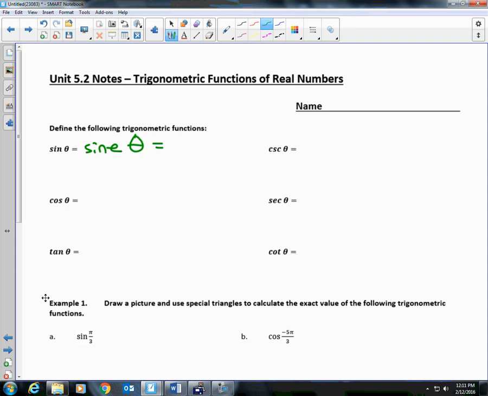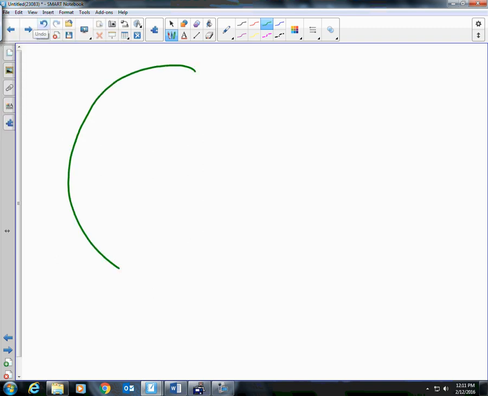And here's how we define sine of theta. Everybody remember SOHCAHTOA? So what does the SO stand for? Sine. So watch. Suppose I have a terminal point on my circle. Here's how it got its name.